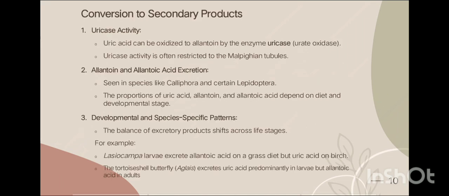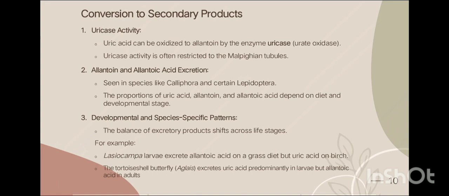We already discussed the first few steps, and next one is the conversion to the secondary products. By the help of uricase activity, uric acid is oxidized to allantoin by the enzyme uricase. And uricase activity is often restricted to the Malpighian tubules. That will be happening only in the Malpighian tubules and not in other areas. And allantoin and allantoic acid excretion is seen in Calliphora and Lepidoptera. The proportion of uric acid, allantoin and allantoic acid depends on the diet and developmental stages.